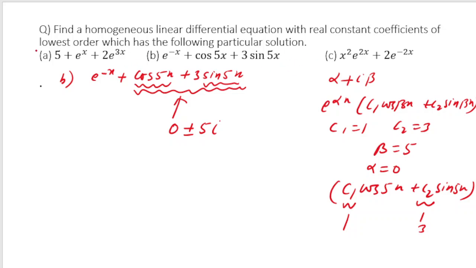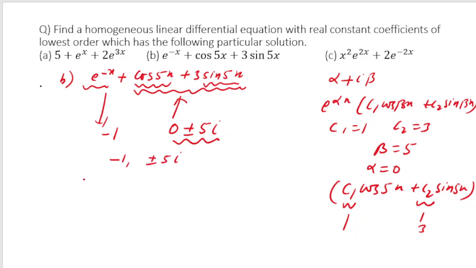The point is that we want the lowest order, and the lowest order will be possible if I take the roots 0 plus minus 5i. So this is 1. But there is another term also, e to the power minus x. So it is clearly because of the root, that is minus 1. So we have the roots minus 1 and plus minus 5i.